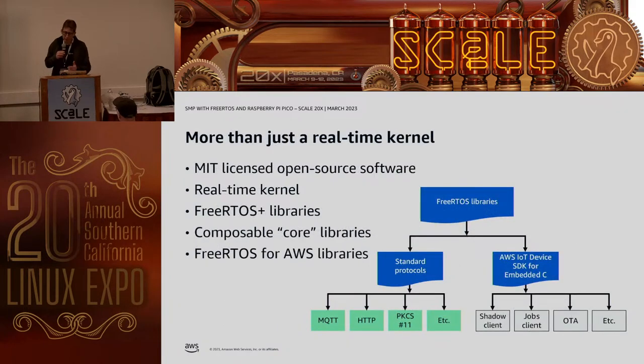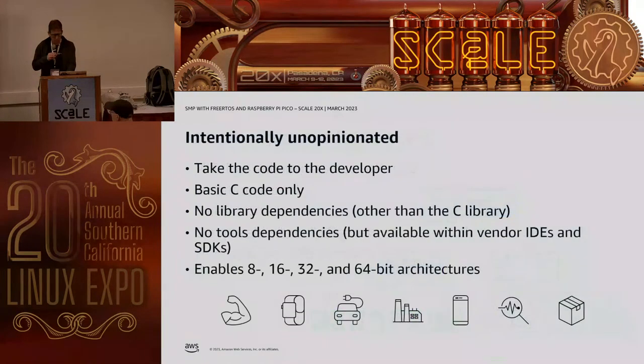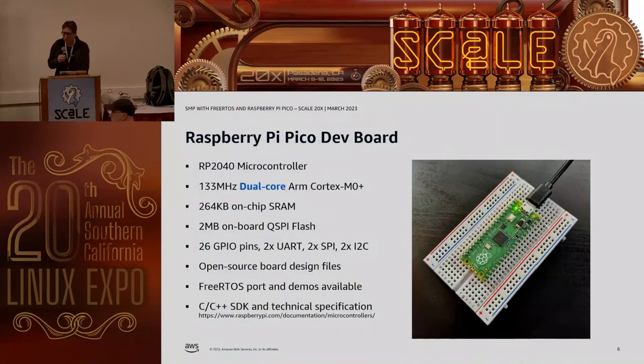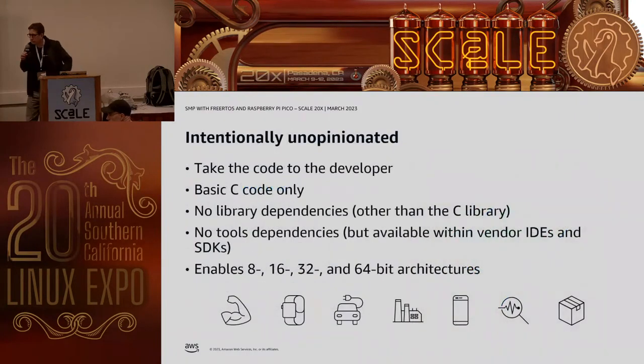Yeah, that's a good point. So actually all of the libraries that encompass FreeRTOS are under the MIT open source license. So they can be used however you like, essentially. I think it is the most permissive open source license.